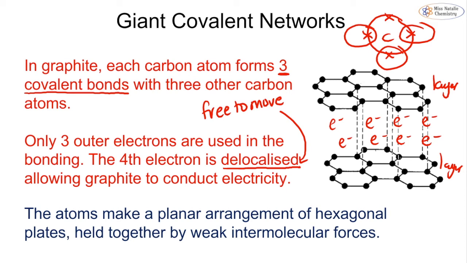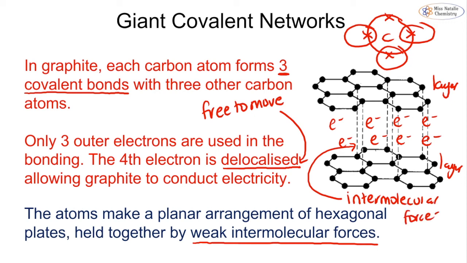Now, our 2 layers have to be held together by some form of attraction, or else they would just completely separate. And similar to our covalent molecular substances, they are held together by weak intermolecular forces. So these dotted lines here in our diagram, these are our intermolecular forces that hold these 2 layers together, and they just sit one on top of the other, and we probably have multiple layers underneath as well, and then we have our delocalized electrons in the center.